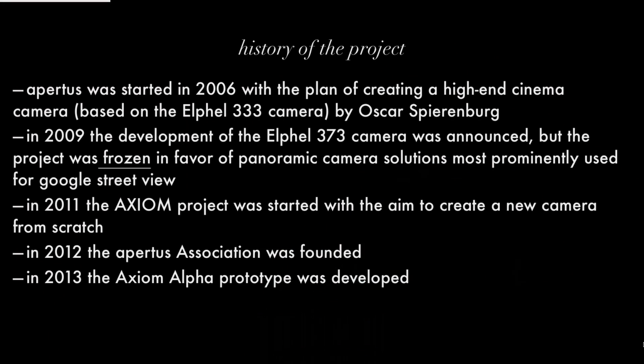So this association, the Apertus Association, was founded in 2012, and in 2013 the first prototype was developed, which I will show you briefly. And in 2015 we started a crowdfunding for the AXIOM Beta, which was the idea to pool together with other people who are interested in camera development to get the hardware cheaper, but also to start developing. This is the state where we are right now. Also in 2015 we started the development of another camera, the AXIOM Gamma, which I will also briefly introduce.